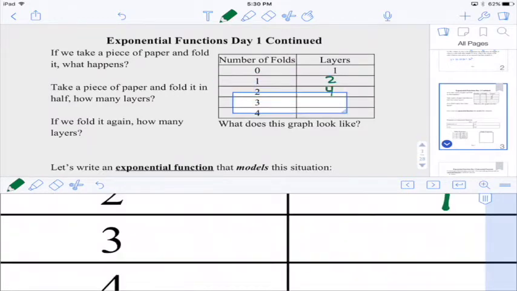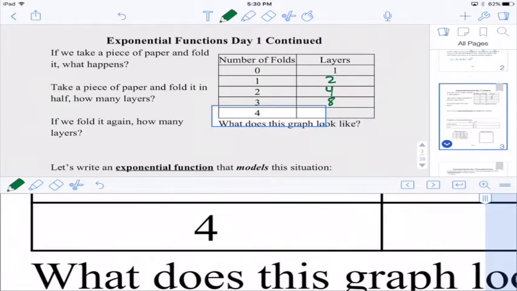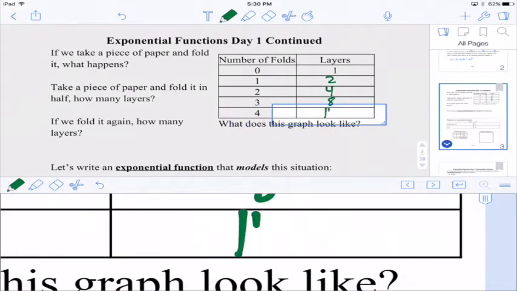If you fold it again, you're doubling it again because those 4 layers get stacked on the other 4 layers and you have 8. If you fold it one more time, you have 16 layers of paper. Don't believe me? Take your paper and fold it a couple times to see.